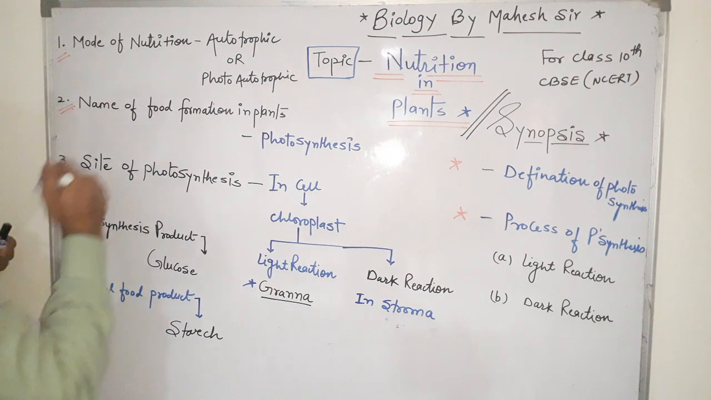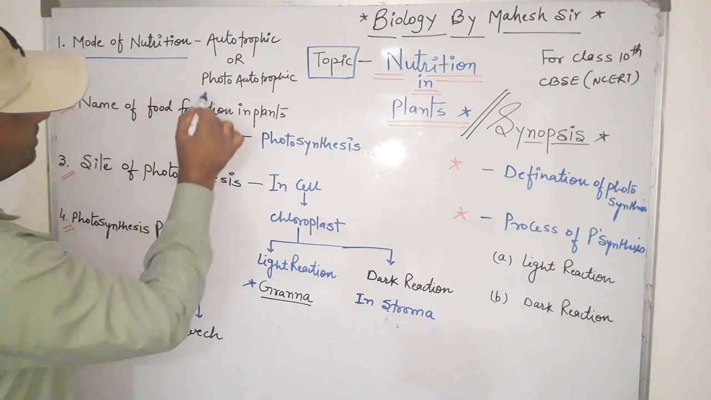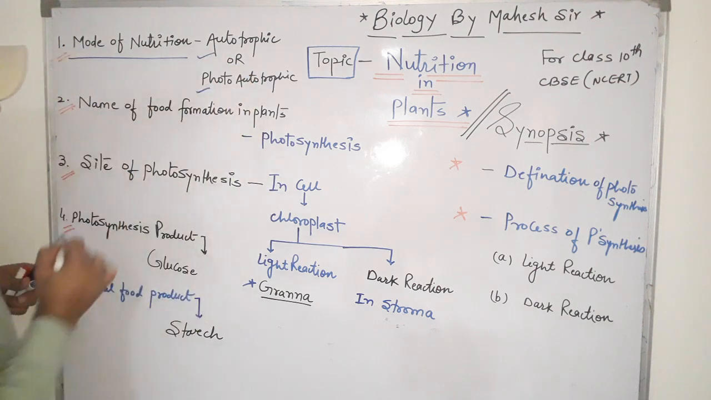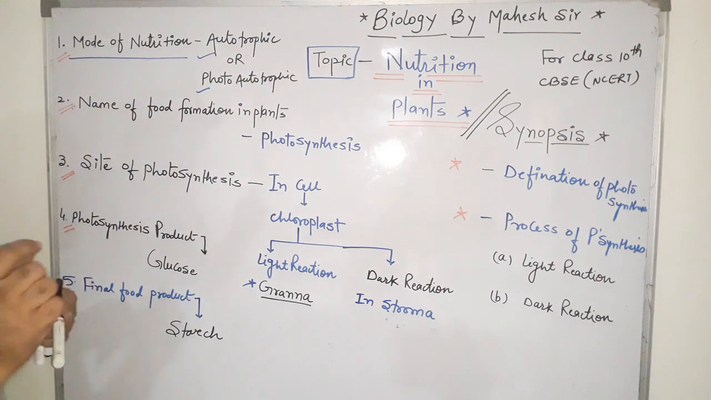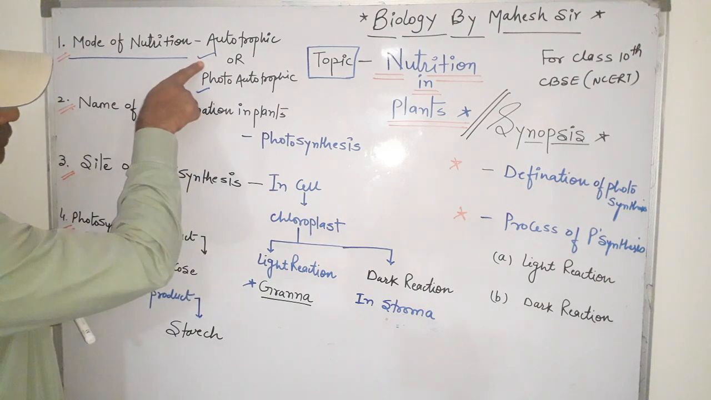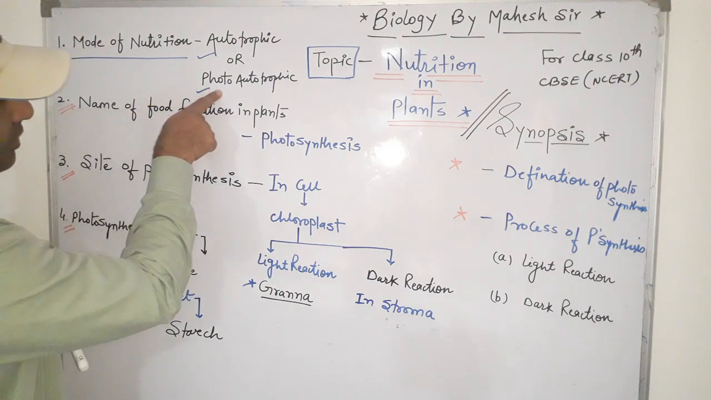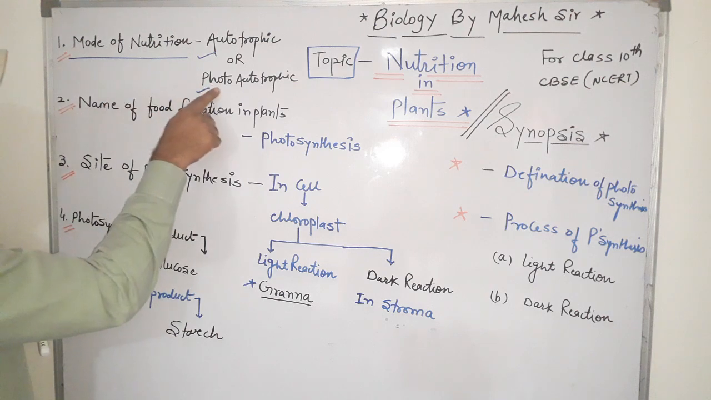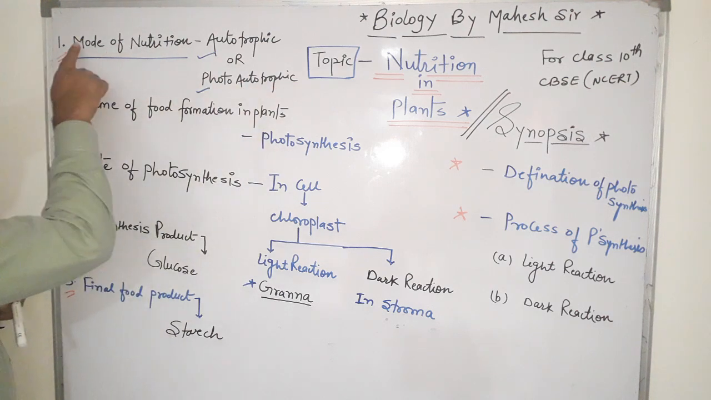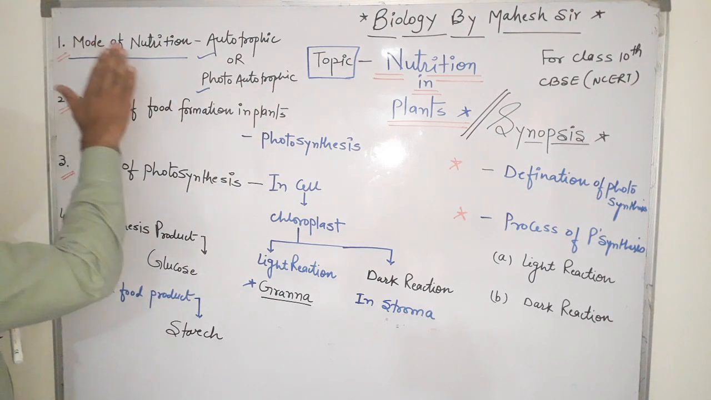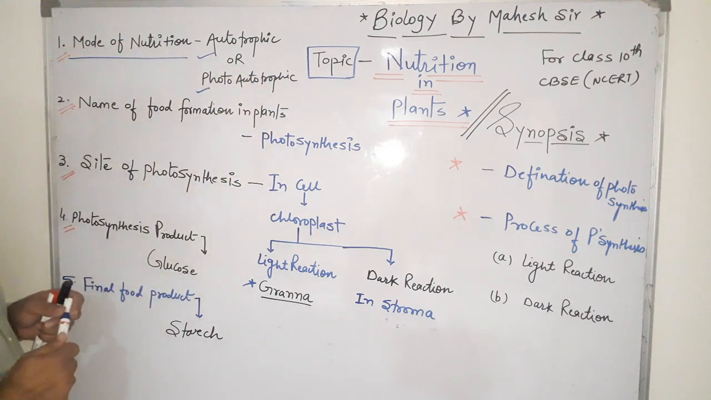As per our last class, the mode of nutrition in plants is autotrophic nutrition, or photoautotrophic nutrition, in which the plant can prepare its own food with the help of solar radiation or light. That time it is called photoautotrophic nutrition. So we write the first point: the mode of nutrition is photoautotrophic nutrition.